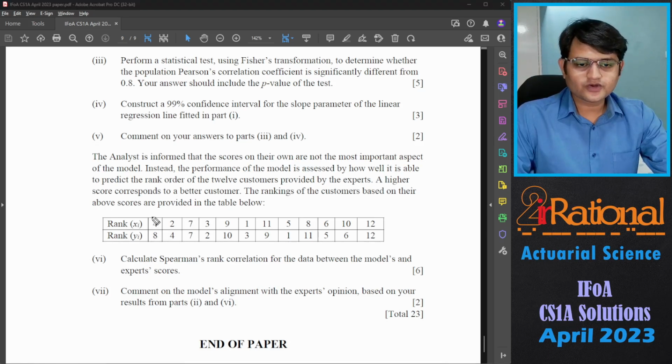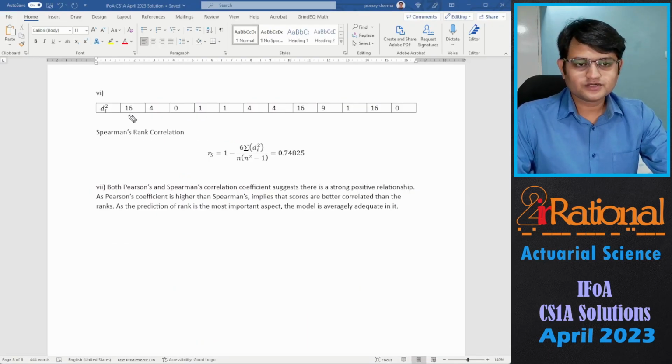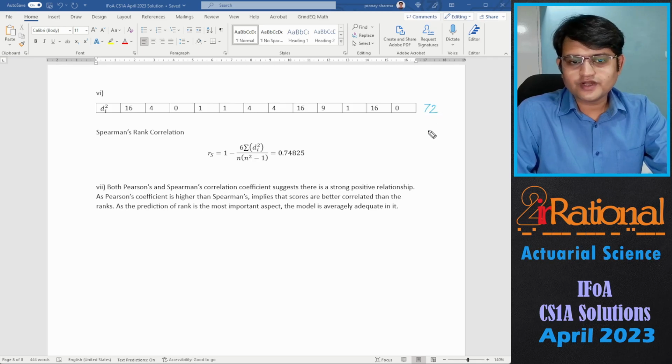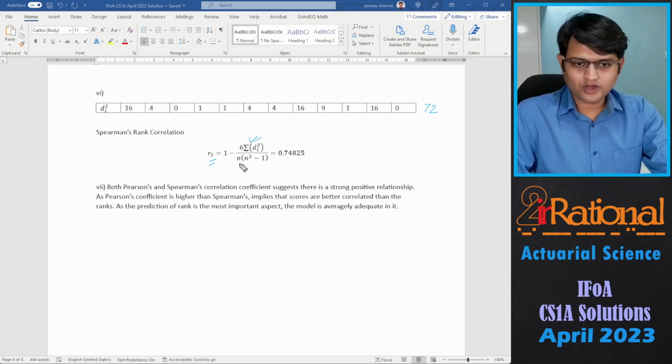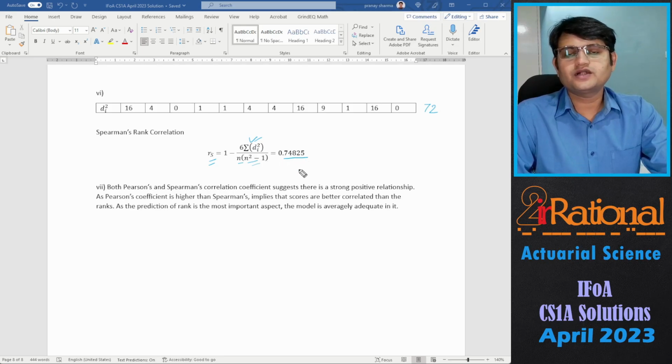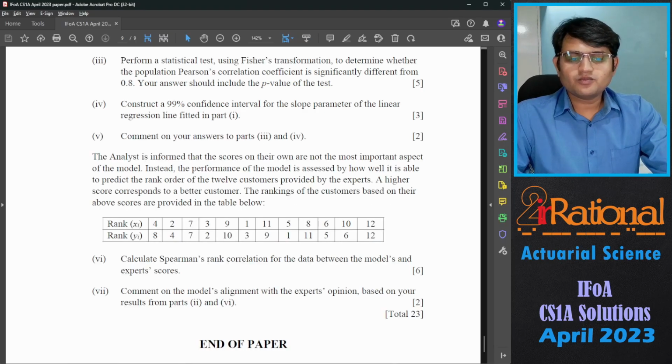For Spearman's rank correlation, we'll have to take the difference in rank for each one of them and square them. So I have the d_i square. Addition of that, we get 72, and our Rs, that is 1 minus 6 times summation d_i square upon n into n square minus 1, gives me 0.74825. Comment on the model's alignment with the experts' opinion based on your results from part 2 and part 6.